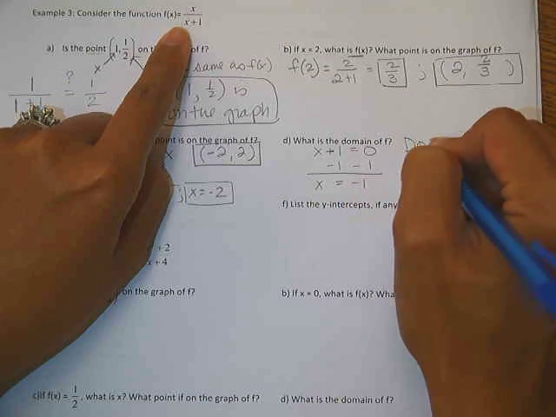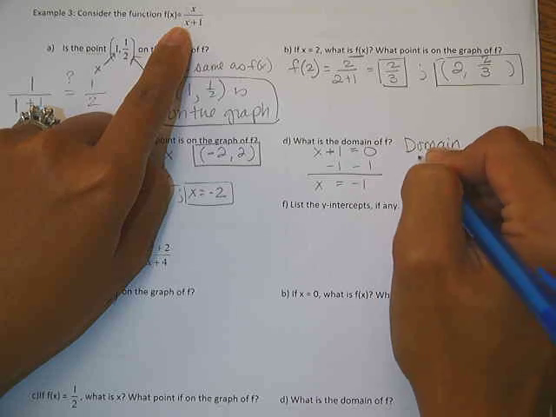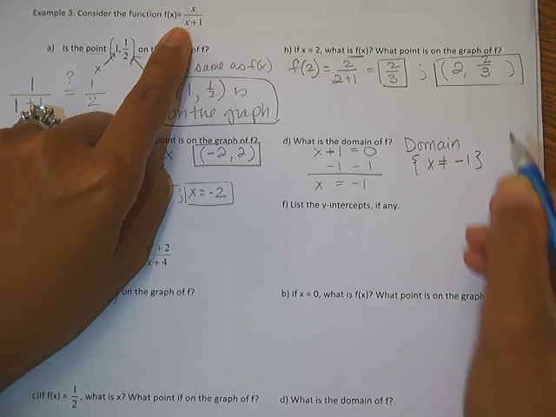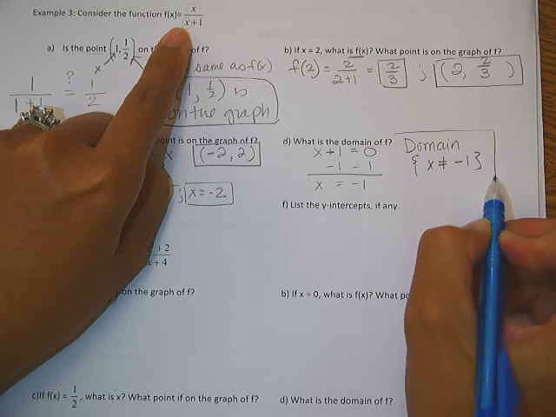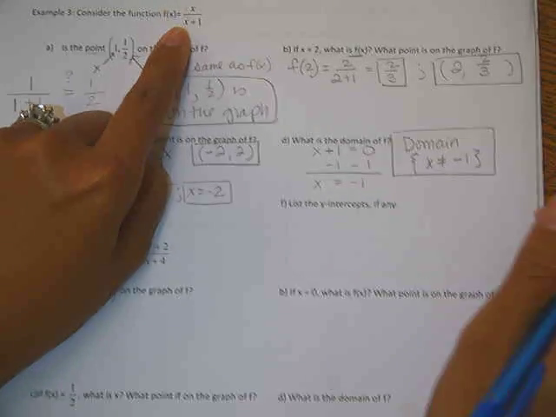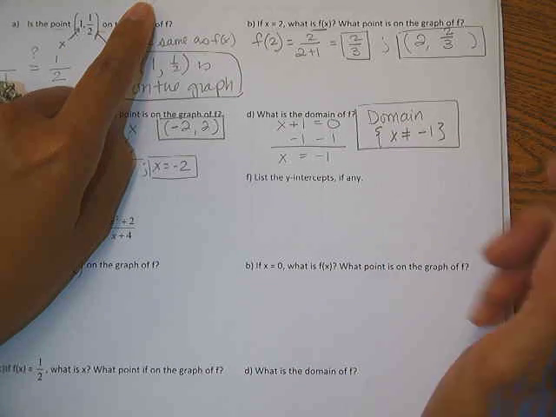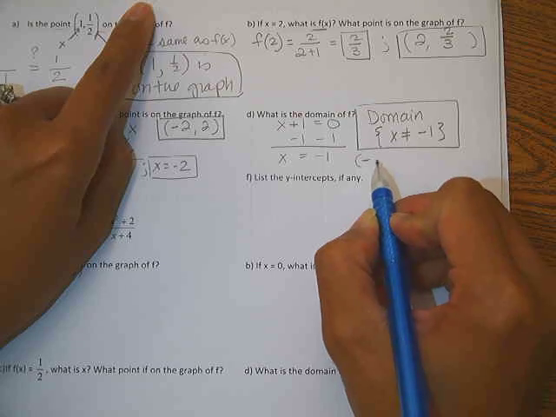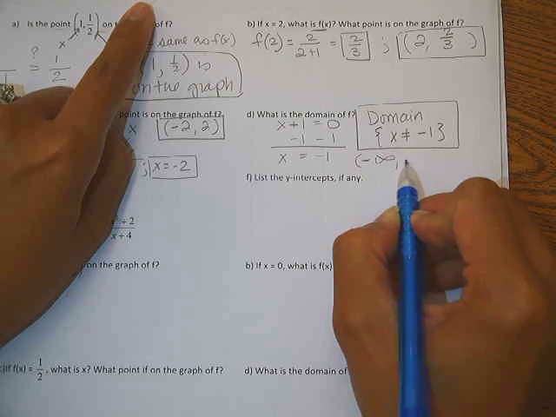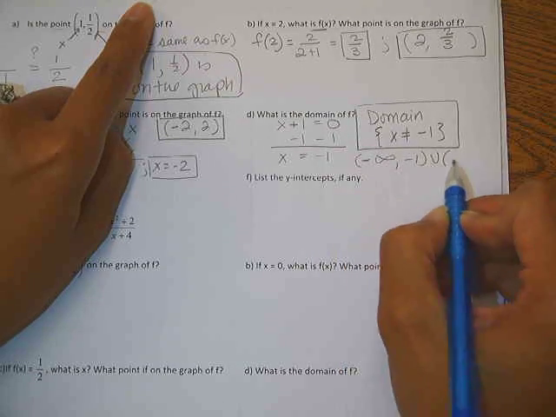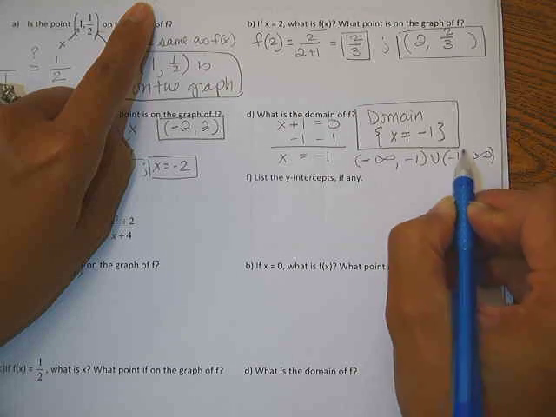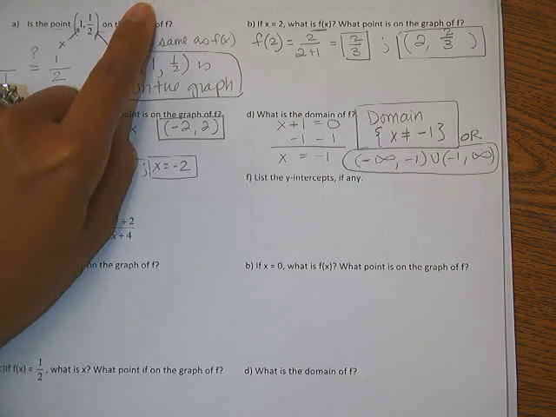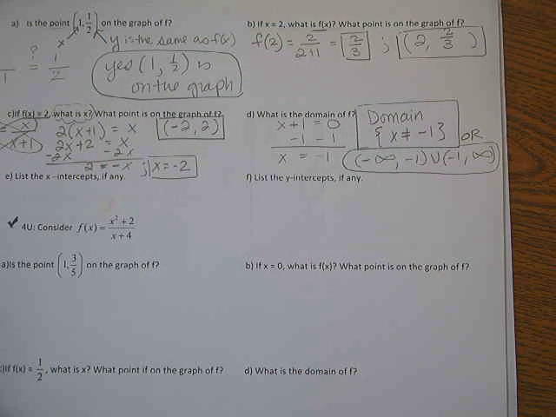So domain, okay, x can never ever be negative 1. It's all real numbers, not including negative 1. But because we are going to go away from Algebra 1 notations, we are going to write it as interval notation as well. Negative infinity all the way to negative 1, union that with negative 1 to positive infinity. And that is our interval notation.